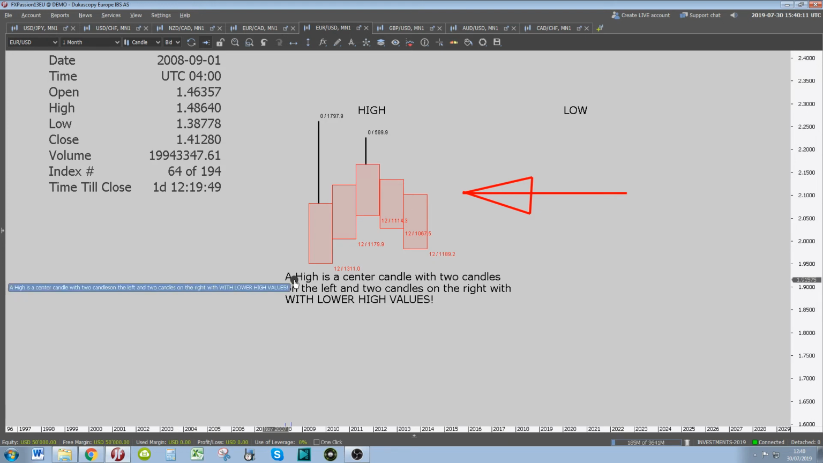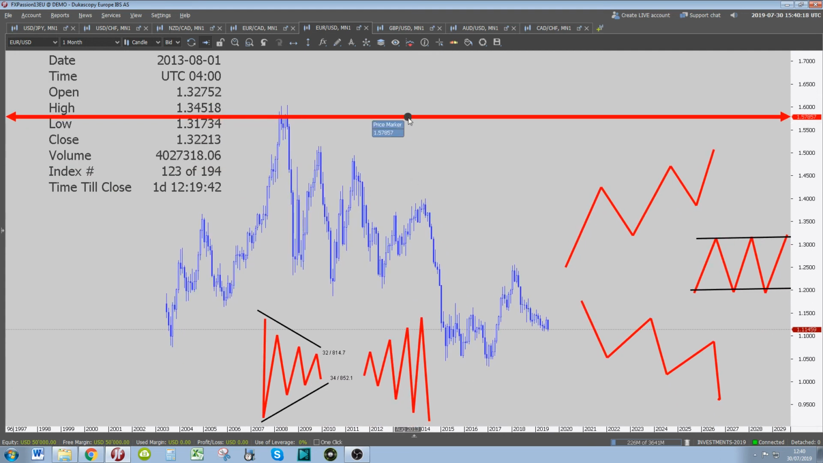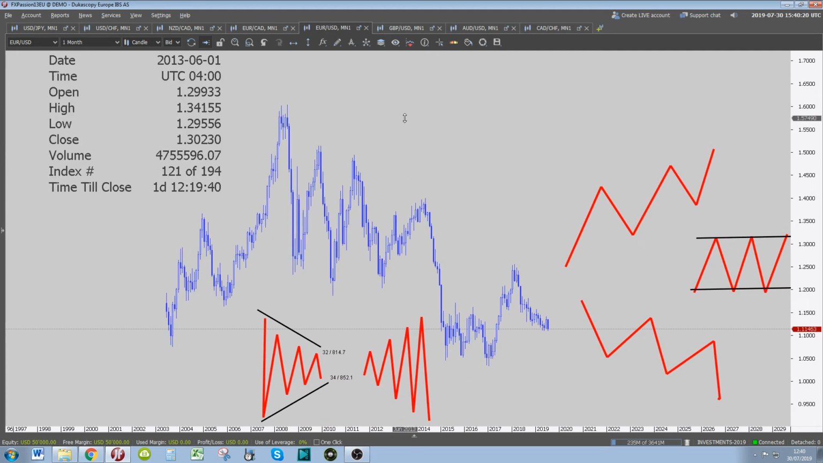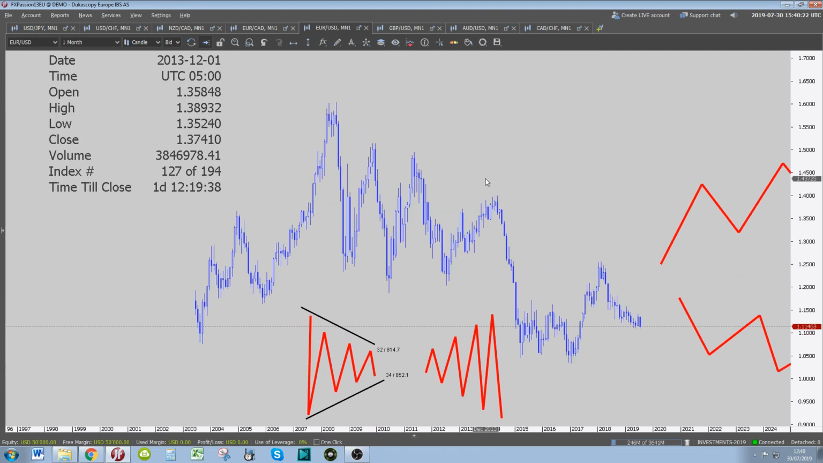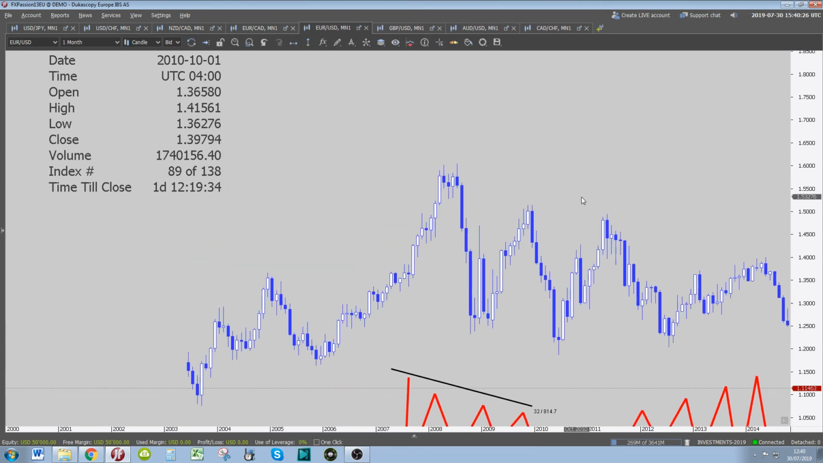Okay, so let's go on the chart. Okay, let's clean up a little bit. So this is the euro dollar monthly chart, and we are going to check the top.